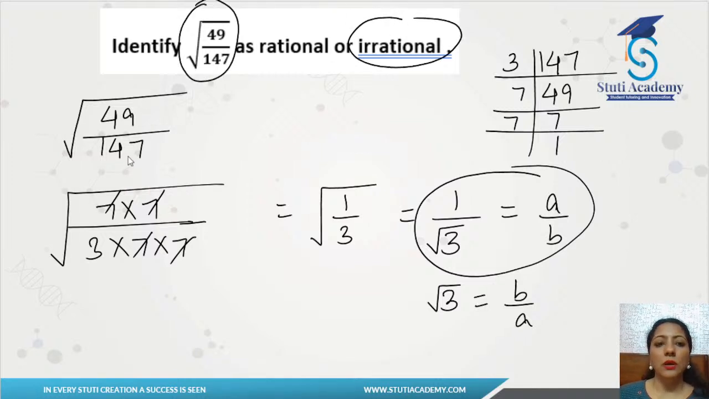So children, when you come across such a question, you first have to simplify, cancel out whatever is possible, and then whatever you're left with, you just observe whether it is a rational number or an irrational number. Now let's discuss the next one.